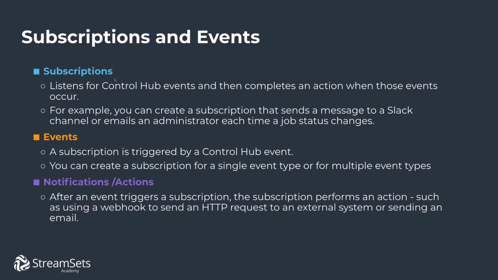Once rules and alerts have been looked at, it is time to observe some other features, such as subscriptions and events. Subscriptions listen for Control Hub events and then complete an action when those events occur. Suppose a user commits a draft pipeline to publish. That will trigger an event. An action can be completed in the system or by the user. Thus, you can subscribe to the type of event where a pipeline is being committed.